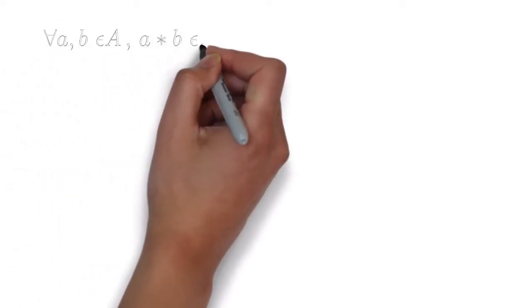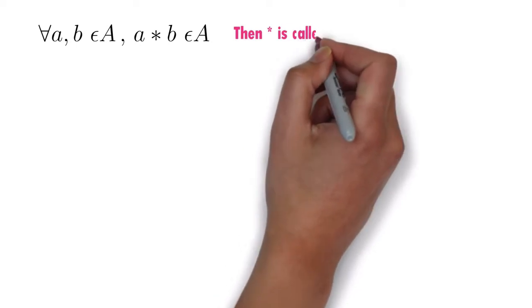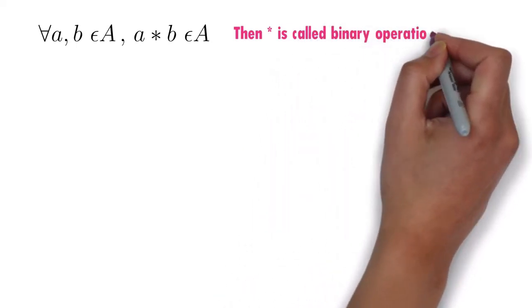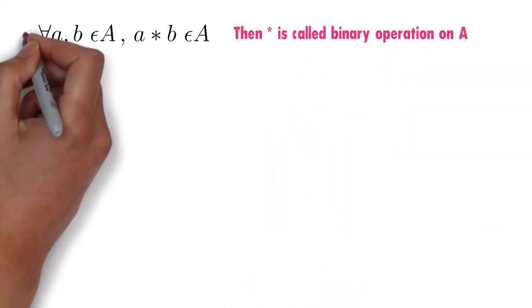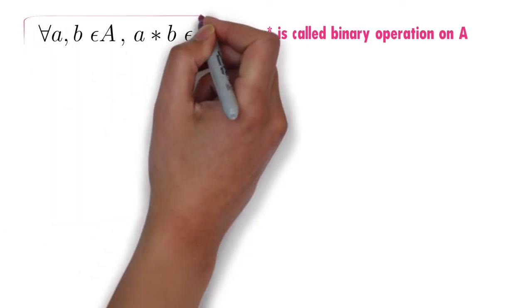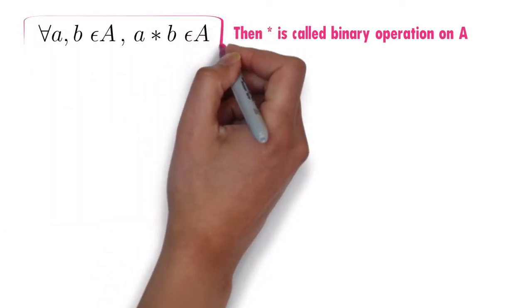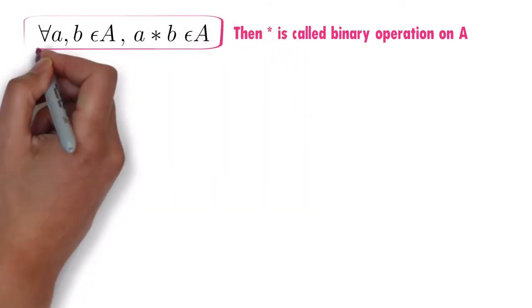For every a comma b belongs to A, a star b belongs to A, then star is called binary operation on A. Observe this condition. It is very important.